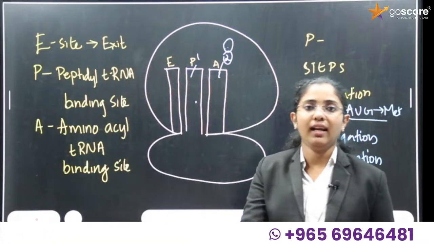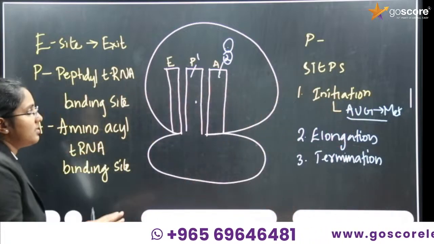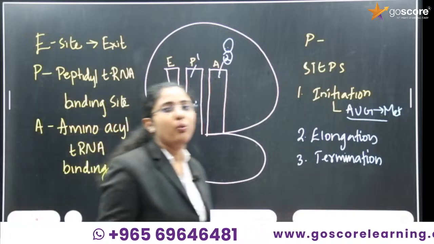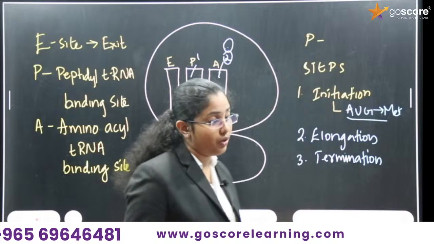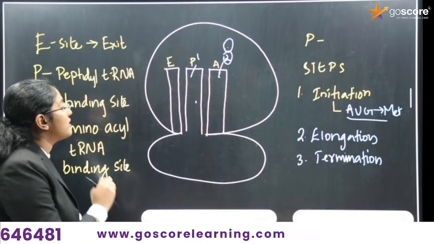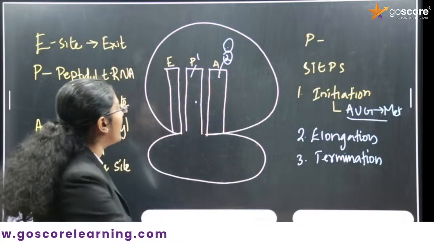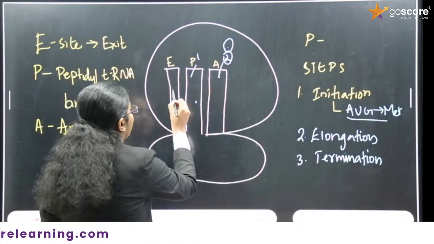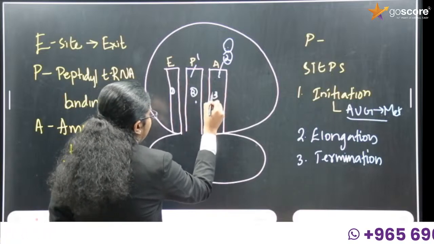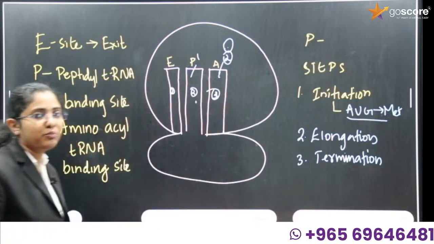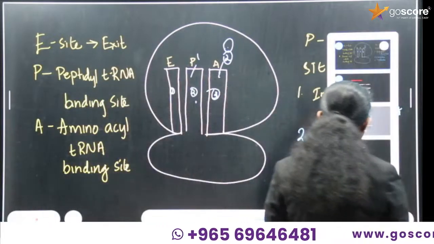We'll see in detail what is initiation, what is elongation, and what is termination. Just now, study the structure of the ribosome and the different sites present in ribosomes. Got it? So just study the different sites: E site first, then P and A. Okay, so let's move on to the different steps involved in translation.